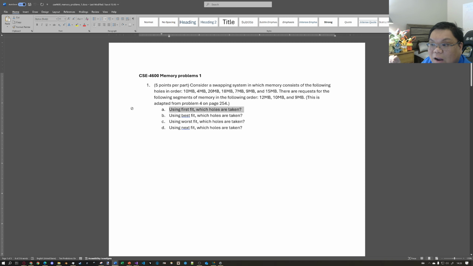You have to find some way of describing that though. So the 12 megabyte process went into the 20 megabyte hole. The 10 megabyte process went into the 10 megabyte hole, and that hole became completely filled up. The 20 megabyte hole became an 8 megabyte hole. And then the 9 megabyte process went into the 18 megabyte hole. So that would be the answer to first fit. You would do the same thing for the other algorithms here, using best fit, worst fit, and then next fit. So that's the answer, but you gotta word it in some way. So that's question number 1.